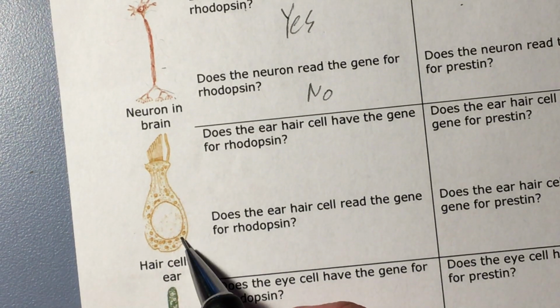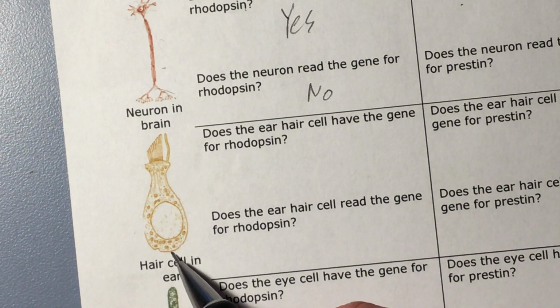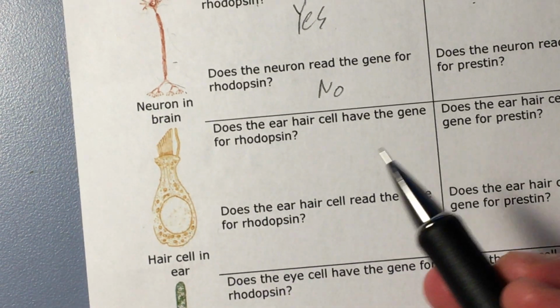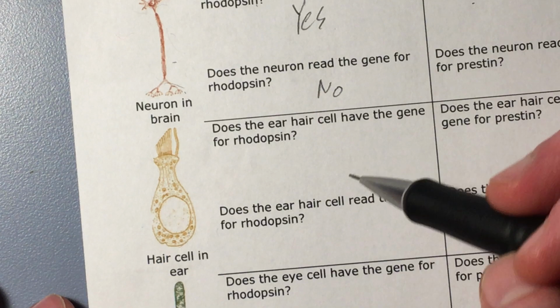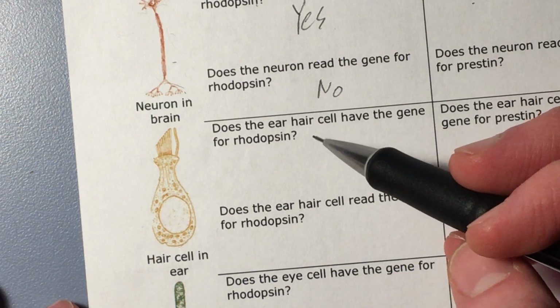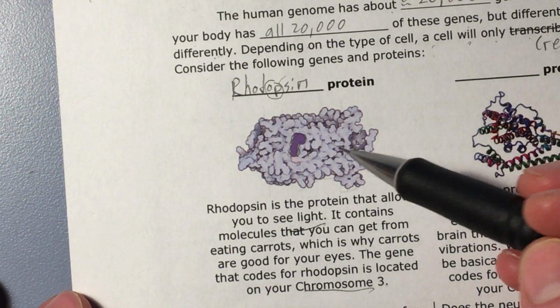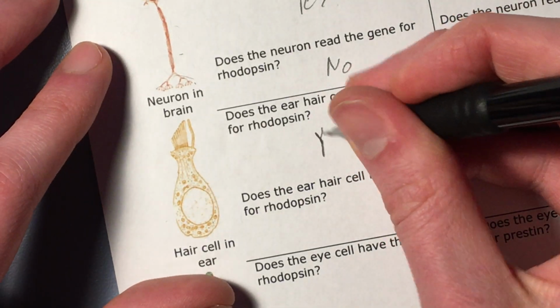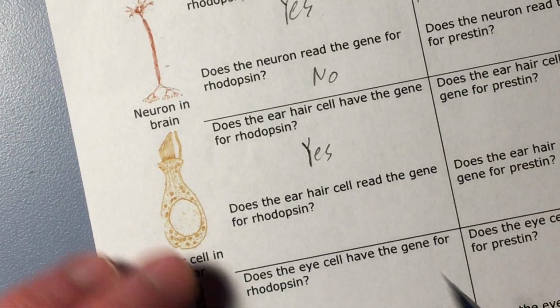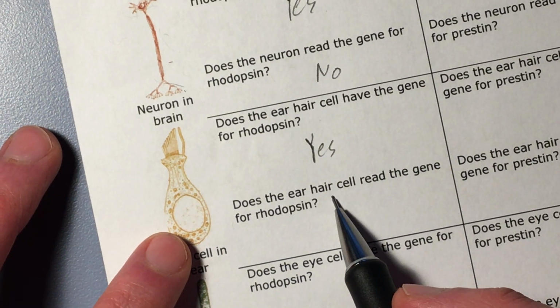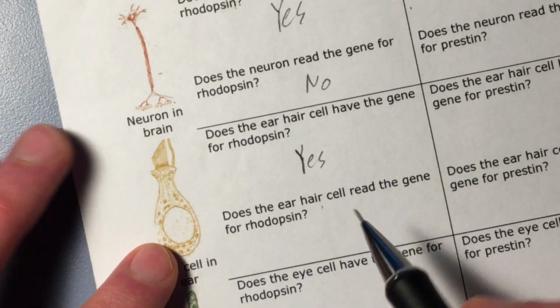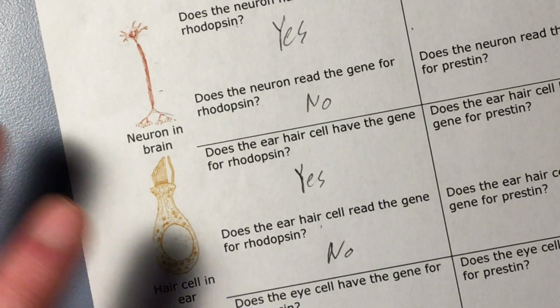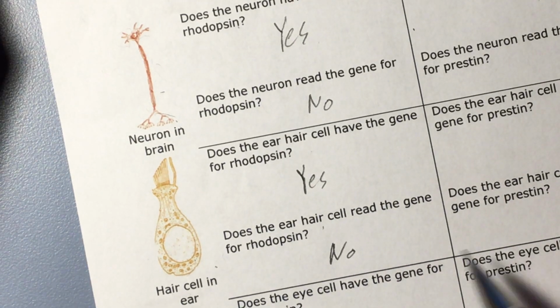Okay, let's look at this hair cell inside of your ear. So this is a cell inside of your ear. It helps you hear when it vibrates, okay? Does the ear cell have the gene for this protein? Again, yes, it does, because every cell has all genes. Now, does the ear cell need to read rhodopsin? No. Not really, okay? Your ears do not need to see light. So it has the gene, but it doesn't need to read it, okay?